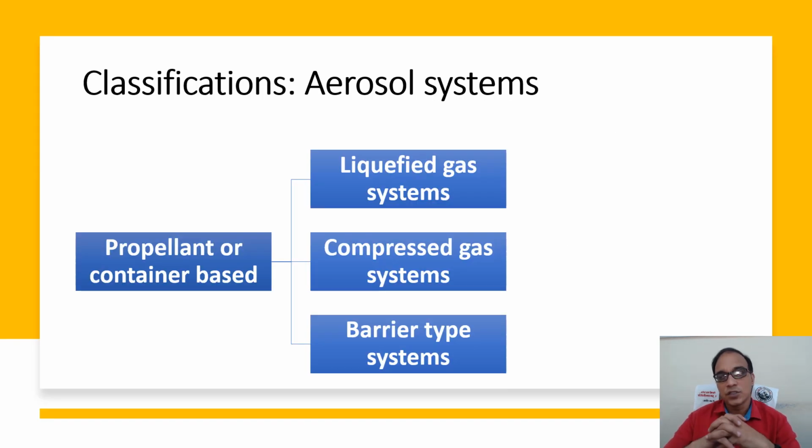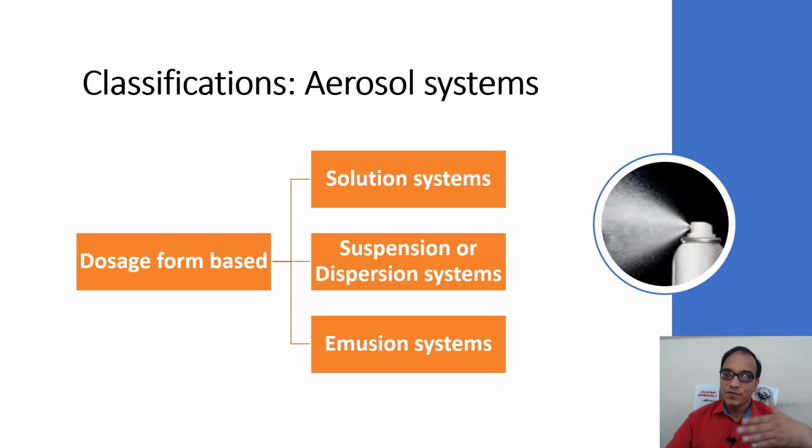Here is the classification of aerosol systems. When the basis is propellant or container, you can classify the aerosol system into three classes: liquefied gas system, compressed gas system and barrier type system. LG, CG and barrier type system. When you classify them based on dosage form, they may be solution, suspension or dispersion, and emulsion system. So again there are three types: solution, suspension, emulsion.